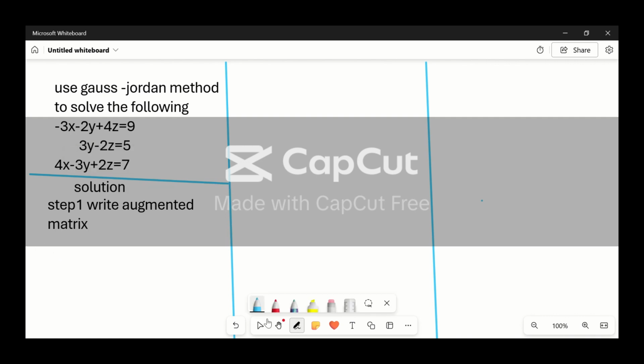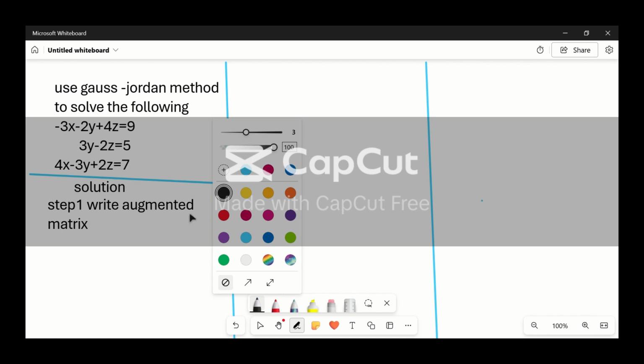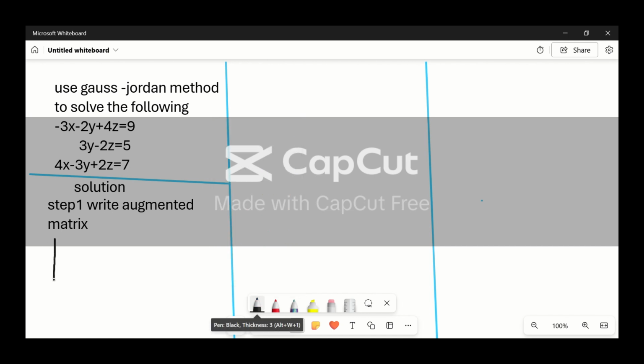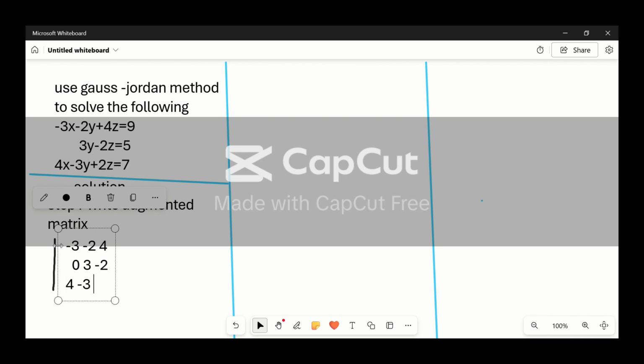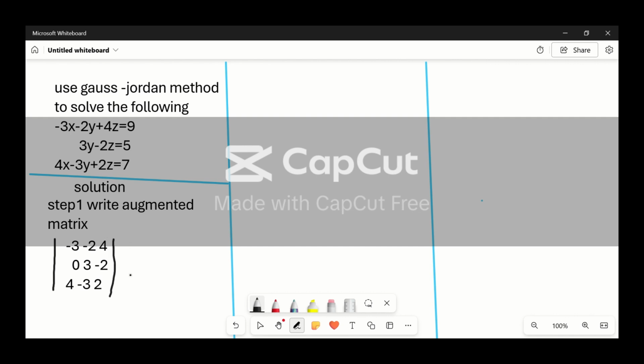The augmented matrix here looks like this. The matrix will be 2, -3, -2, and 4. Then we also have 0, 3, -2, and also we have 4, -3, and 2. So this is how you can do this.